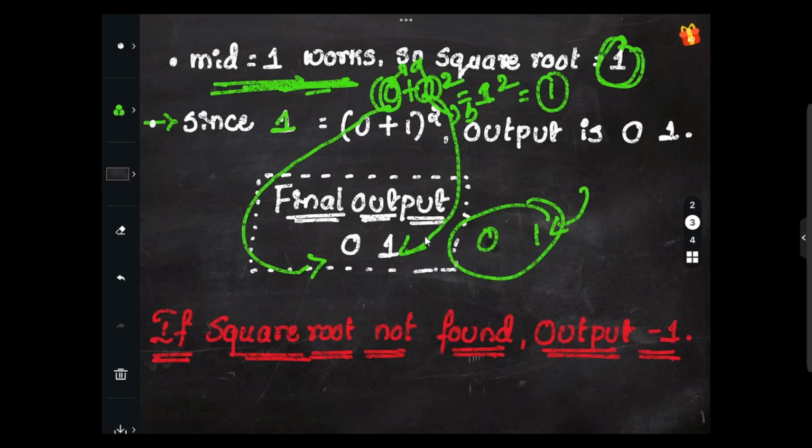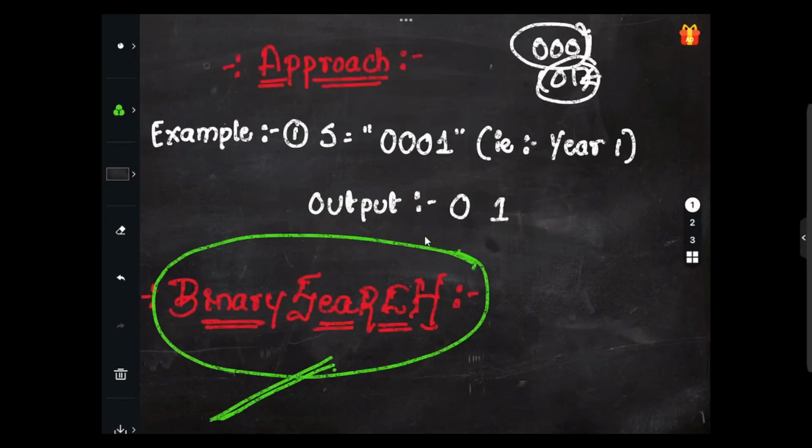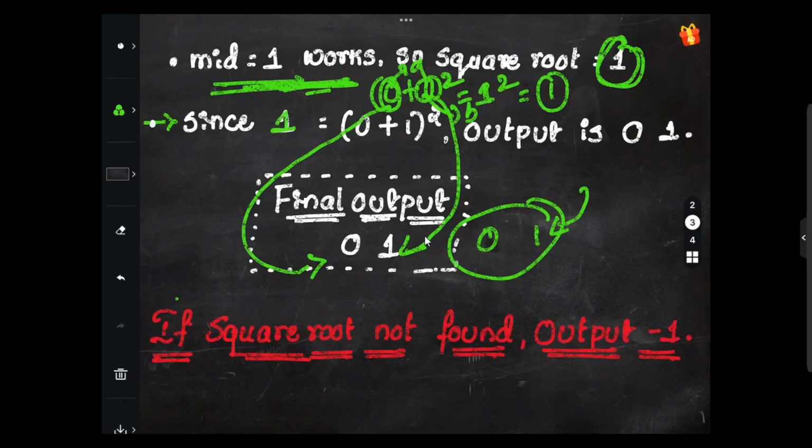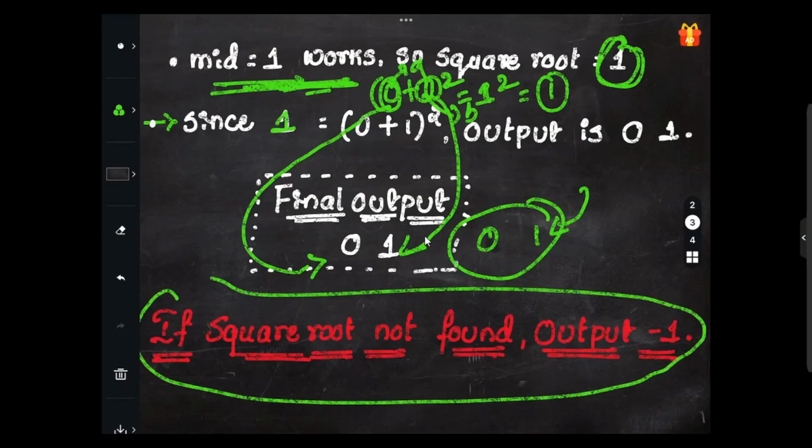So now we have got the output 0 1, which is equivalent to the output that they have given for the example 1 in the question. So our approach works absolutely correct in this case. And one more thing before moving into the complexities, if square root is not found, then we have to return -1. So this is given in the question as well.